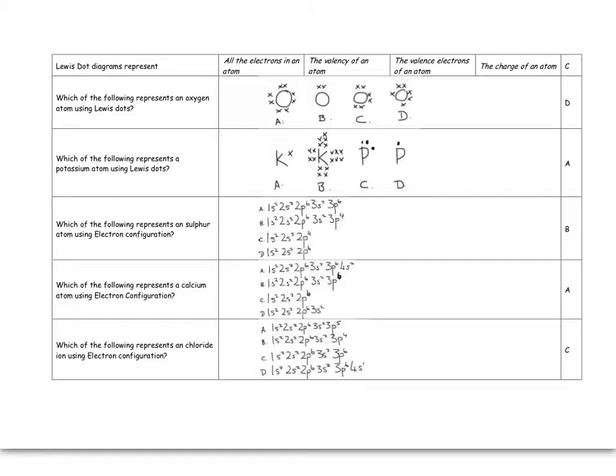Lewis dot diagrams do not represent all the electrons in an atom. They represent only the outer electrons, in other words, the ones in the last period. They are called valence electrons. So that is just the outer period electrons that are represented in a Lewis dot diagram.